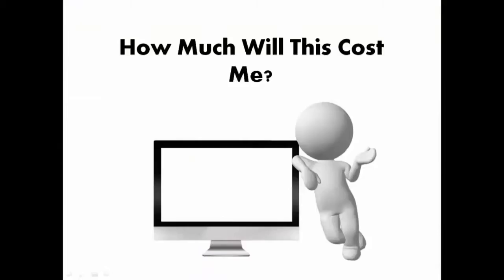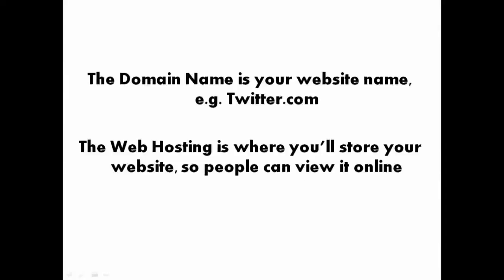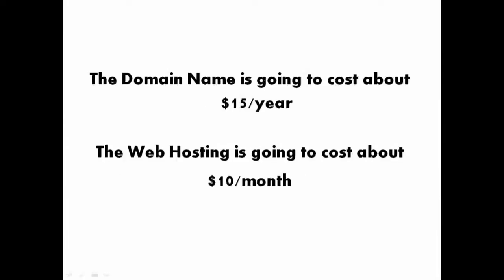So you're probably wondering, how much will this cost me? WordPress is free software, but you'll need a couple of things to get your website online. You need a domain name and web hosting. The domain name is your website name, for example, twitter.com. The web hosting is where you'll store your website so people can view it online. The domain name is going to cost about $15 a year, and the web hosting is going to cost about $10 a month. And every website online has these two costs.